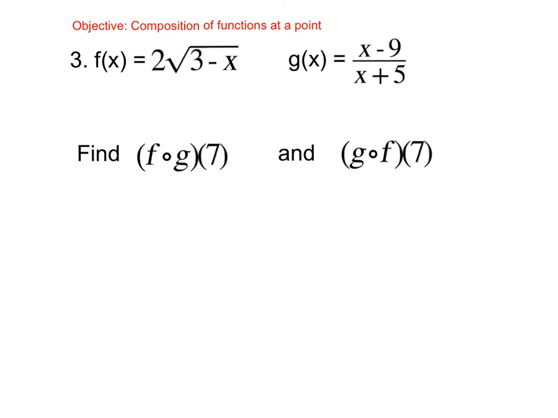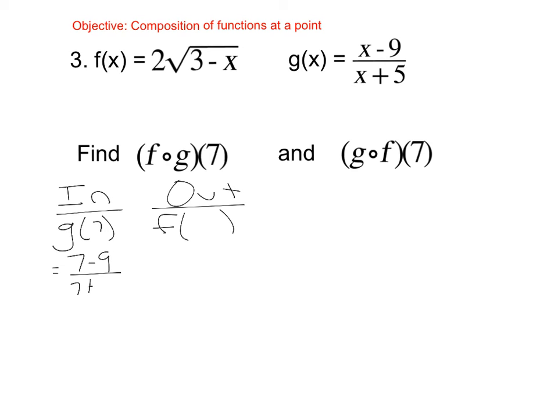All right, pause the video. Try it on your own. So my in is G, G of 7. My out is F, F of something. So G of 7, that's 7 minus 9 over 7 plus 5, -2 over 12, -1/6. I'm going to take that, plug that into F.